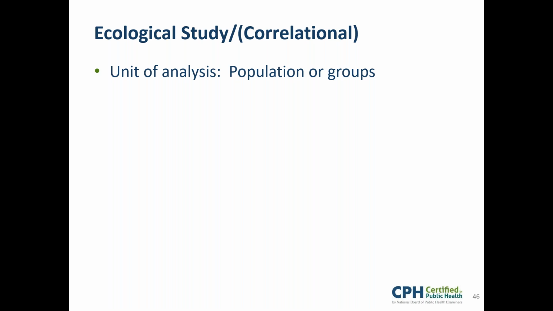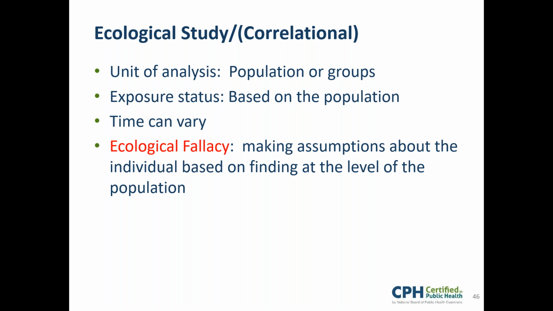The ecological study, or the correlational study, is the first study design we're going to talk about. The unit of analysis for this study is the population as a whole or the group as a whole. And the exposure status, again, is based on the population as a whole, versus some of the other study designs that we're going to talk about later where we have individual level data. For the ecological study, the time under study can vary. One of the things that you'll hear a lot with the ecological study is the ecological fallacy, which means making assumptions about individuals based on findings at the population level.